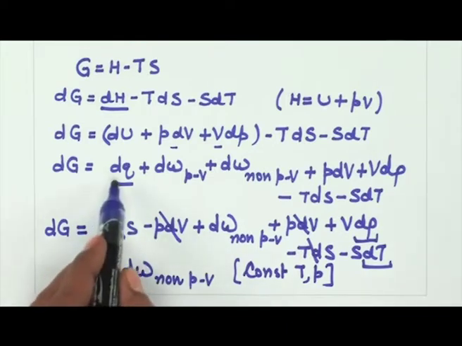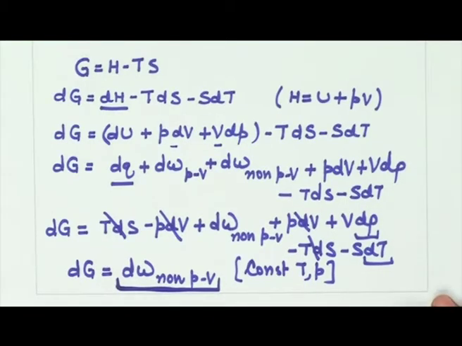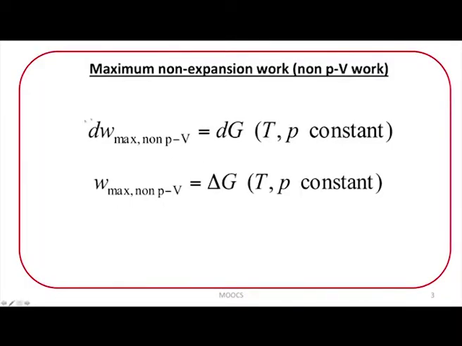Now, since we substituted dq reversible is equal to TdS and dW reversible equal to minus PdV, since we have used reversible conditions, therefore, the work obtained must be maximum. We have already established that you can draw maximum work from a system when it is operating under reversible conditions. So, therefore, this work has to be maximum because the system is operating under reversible conditions. So, thus let us go back to the slide. We have proved that dW maximum non-pressure-volume is equal to change in Gibbs free energy at constant temperature and pressure.